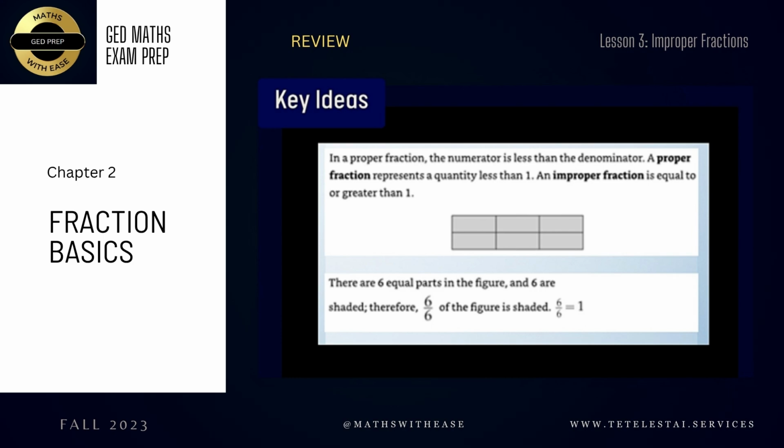So in this rectangle, we see 6 equal parts that are shaded in gray. So we have 6/6, which equals 1. This 1 here is representing the entire rectangle, letting you know that the entire rectangle is shaded in gray.